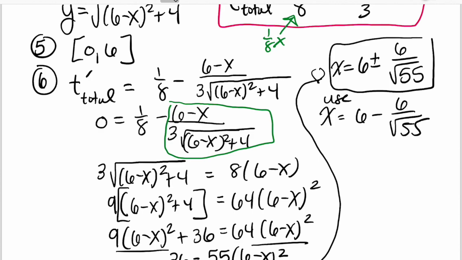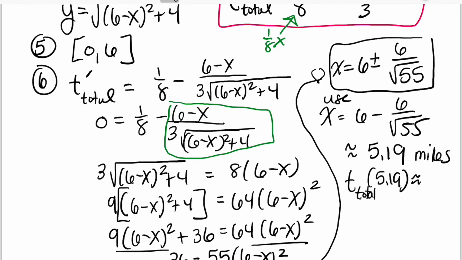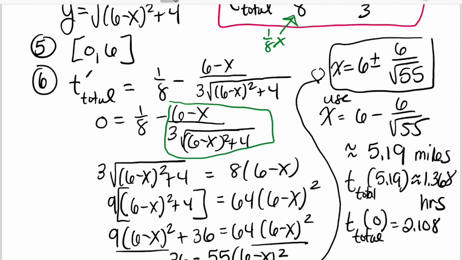6 minus 6 divided by the square root of 55 is going to be approximately 5.19. Remember, x is in miles. When we plug 5.19 into our total time function, we get about 1.368 hours. If I plug in 0 into our total time, we get 2.108. Remember, we've got to plug in our endpoints as well, and that's hours.